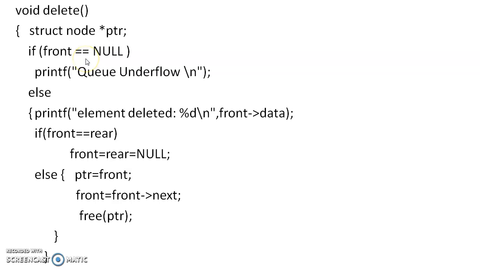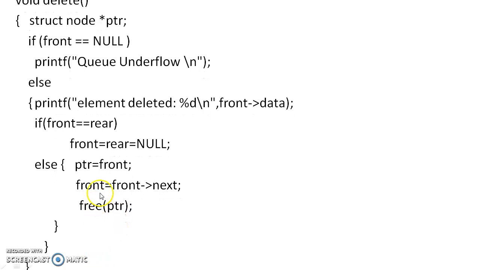If front equals null, that means the queue is empty. Otherwise, we are removing the front data. And if front equals rear, that is, only a single element is there, if you remove that one, front equals rear equals null. Otherwise, what we are doing is placing the front temporarily in the pointer, front is made front of next, and free the pointer. In single linked list operations, we simply implement start equals start of next. In place of start, we take front here. So this is the way in which we implement the delete operation.